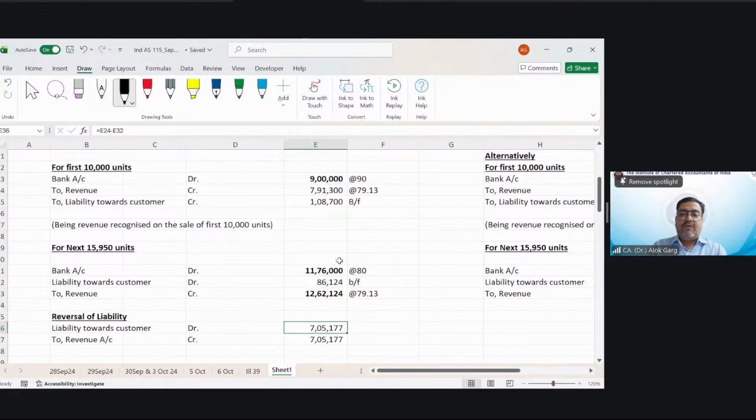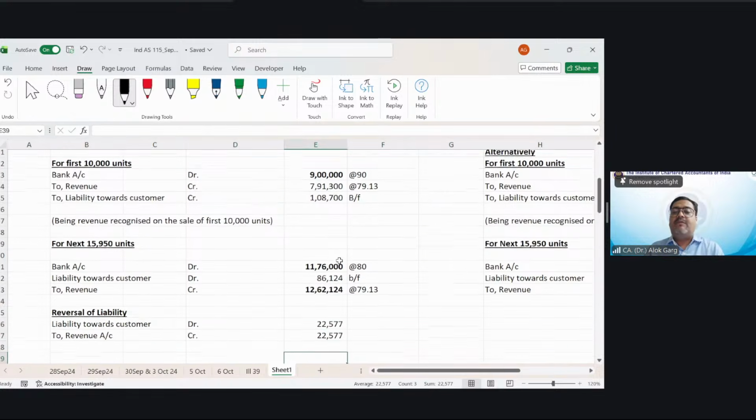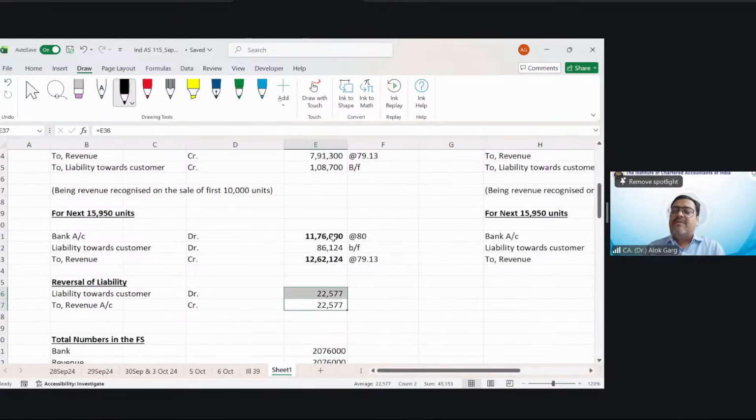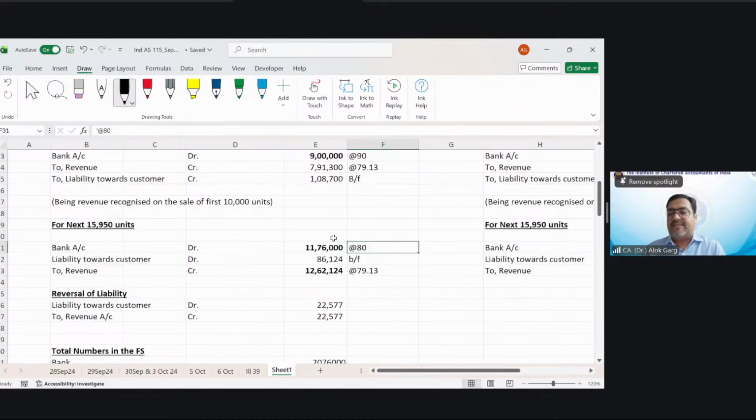So friends, what is my liability towards customer? 1,08,700 minus 86,124 is 22,577. So I will debit my liability 22,577 and credit my revenue 22,577. Sir, what is this amount? If you see, we have recognized the revenue at 79 rupee 13 paisa.